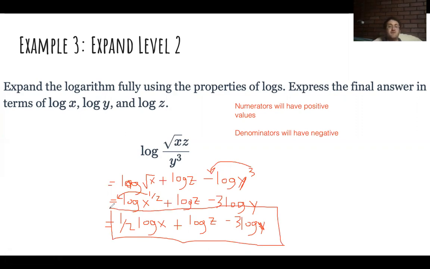So when we're expanding, we want those exponents to go away, and we want them to be put in front of the logarithm. So this is a level 2.